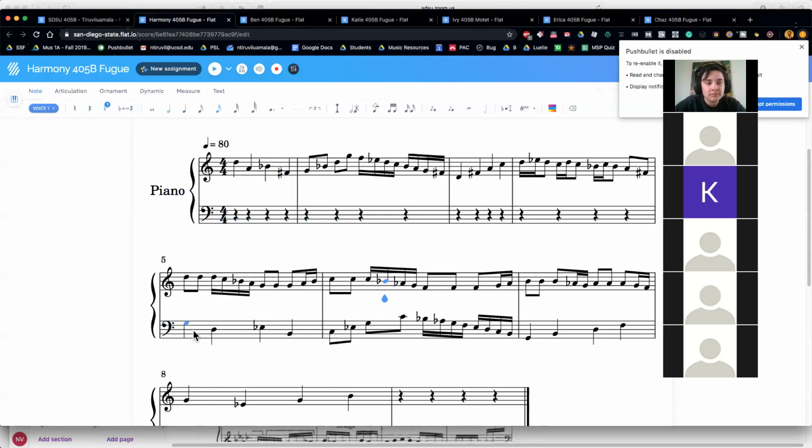Because what's happening here is, I'm looking at this, this is all basically, well, am I looking at this correctly? Yeah, this is all transposed up to the subdominant key area instead of the dominant key area. You know what I mean?